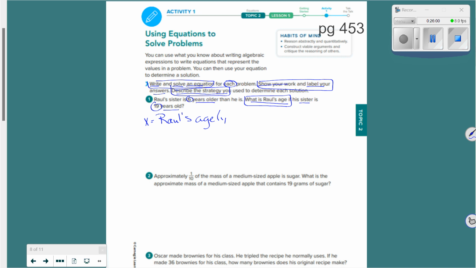And technically I would put in years because they've given us a unit. You should always try to be as specific as you can. Now, knowing that I want to find Raul's age, I need to use that other information to figure out how I need to set my equation up. So I know Raul's sister is 6 years older than he is, and I know that they gave me her age. So what am I doing to his age to get to her age?